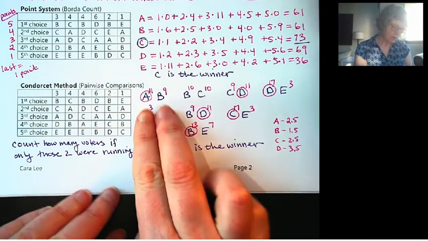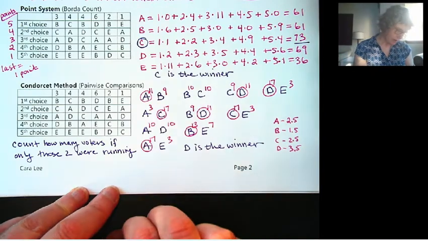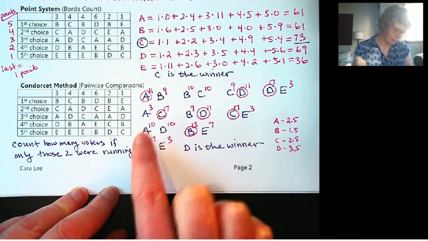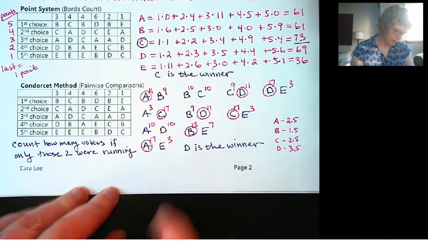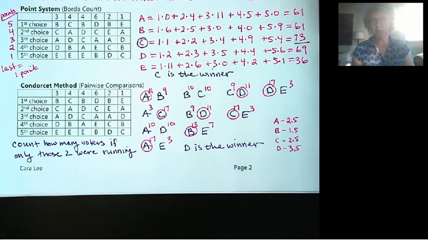So what if only A and B were running? So it looks at A compared to B, A compared to C, A compared to D, and A compared to E, and all of those combinations.